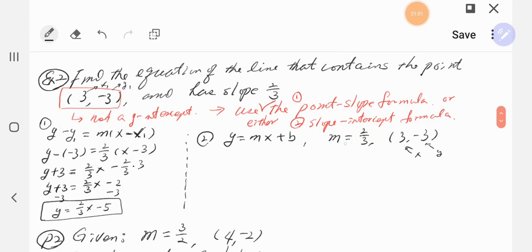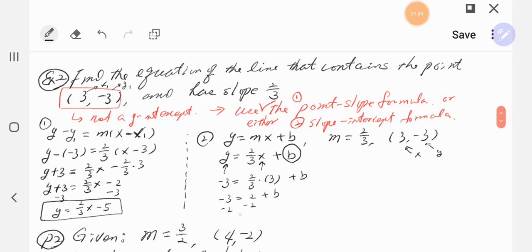First of all, m is 2/3, so rewrite it: y = 2/3 x + b. And then we need to find b, but in order to find b, we need the values of x and y. So x and y will be replaced by the given point (3, -3). So y is -3, and 2/3 times x, which is 3, plus b. Simplify: -3 = 2 + b, then minus 2 each side.